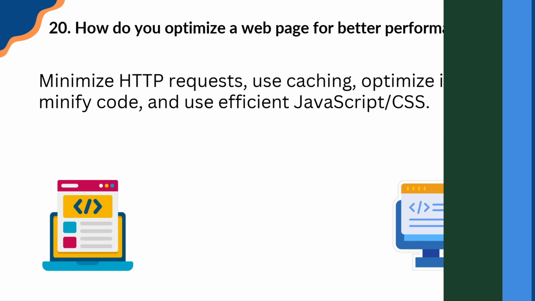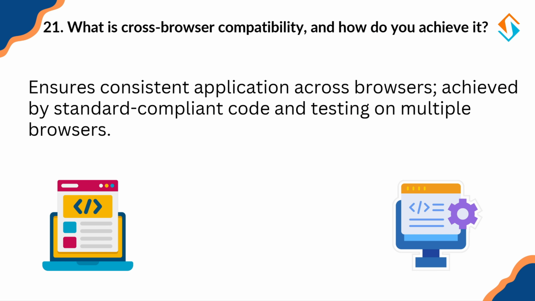Friends, next question we have, what is cross browser compatibility and how do you achieve it? Cross browser compatibility ensures that a web application functions and appears the same across different web browsers. To achieve this, write standard compliant HTML, CSS and JavaScript. Second is use feature detection instead of browser detection. Third one is test on multiple browsers using tools like BrowserStack and LambdaTest.